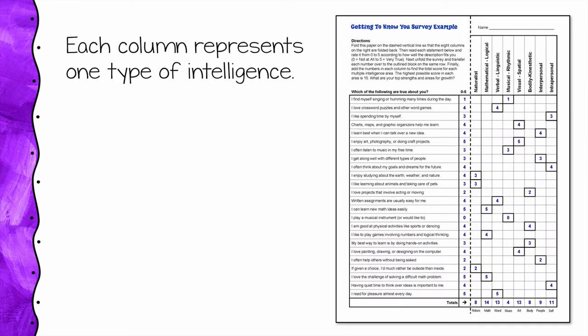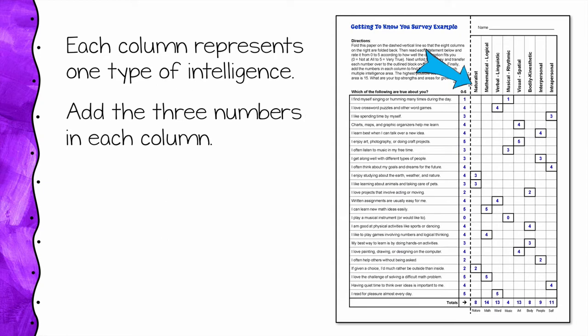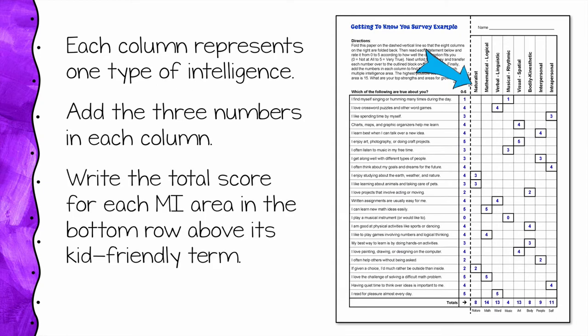If you notice, each column represents one type of intelligence, and what they do at this point after they get it filled out is they simply add the 3 numbers that's in each column, and they write the total score for each MI area in the bottom row above its kid-friendly term. So if you're familiar with multiple intelligence theory, a lot of educators have kid-friendly wording. So mathematical logical is math smart, verbal linguistic is word smart, naturalist is nature smart, and so on. So those words are right down there at the bottom of the survey.